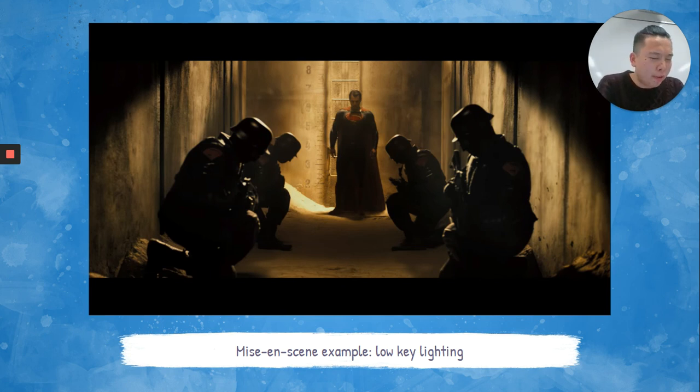Whereas this sort of low key, dark, gritty lighting makes Superman seem less of a superhero and more of an ominous figure. So again, we know that DC is quite famous for their gritty, dark, bleak portrayal of superheroes, whereas Marvel, say, who uses lots of high key lighting, have much more of a positive vibe in the way that they shoot their films. So again, lighting has a massive effect on our interpretation of the scene, as well as its visual meaning and mood.